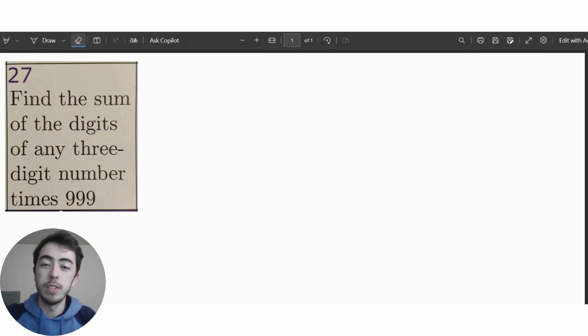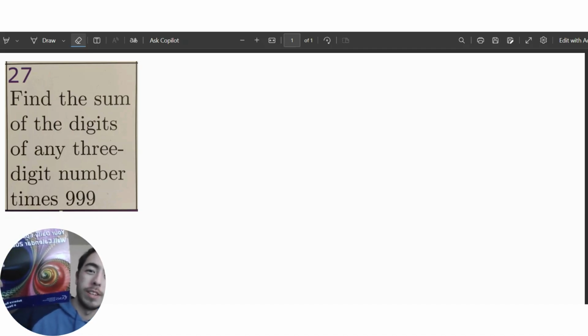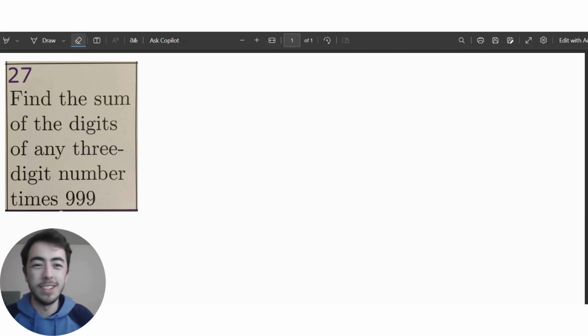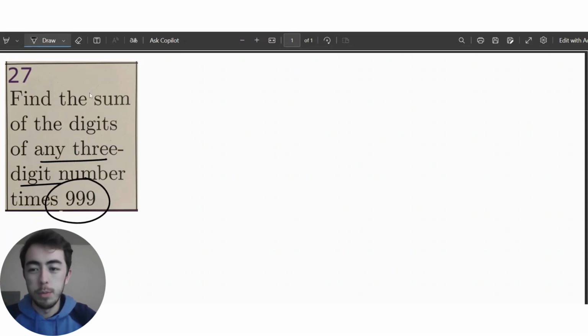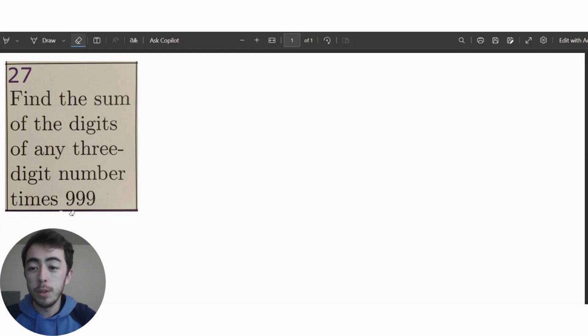Today is January 27th, and we're solving the 27th problem from this Daily Epsilon calendar. All right, let's try it out. Find the sum of the digits of any three-digit number times 999. So that's kind of interesting that we can take any three-digit number, multiply it by 999, and supposedly add up those digits and get 27.